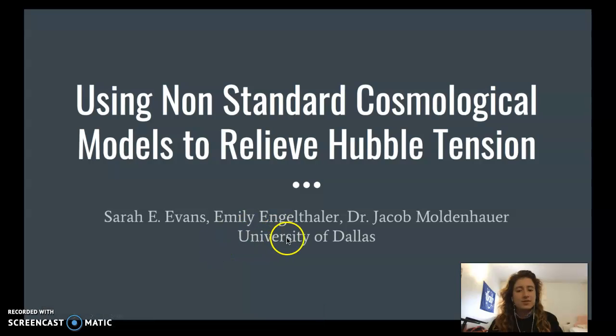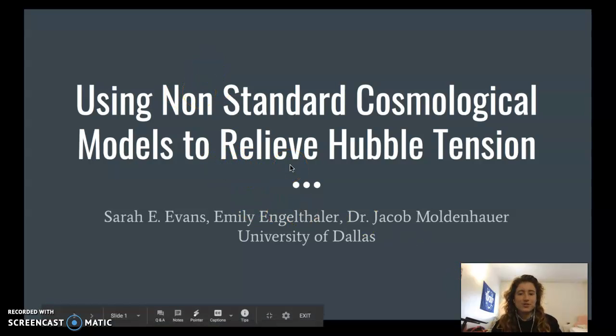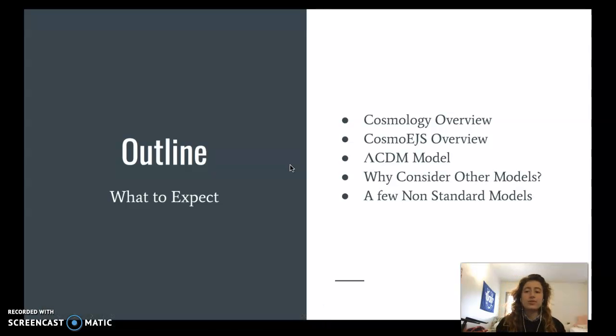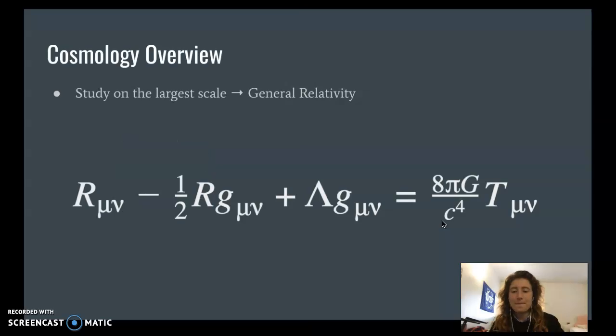I am a physics major from the University of Dallas, and today I will be talking about using non-standard cosmological models to relieve Hubble tension. So, a brief outline of what to expect. First, I'll give you guys an overview of cosmology, then we'll go into what Cosmo EJS is and why I'm even talking about it. Then we'll talk about the standard cosmological model, also known as the Lambda CDM model. Then we'll transition into why we should even consider other models if this is the standard, concluding with a few non-standard models.